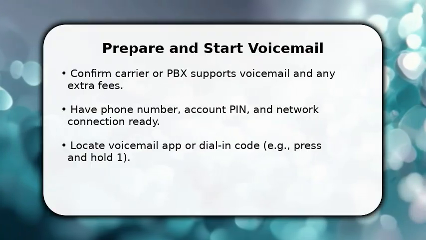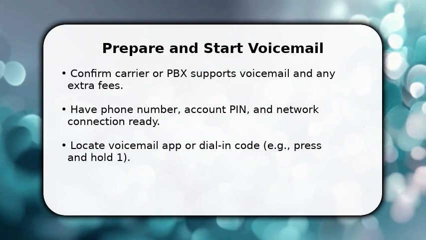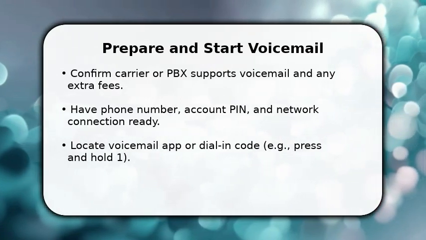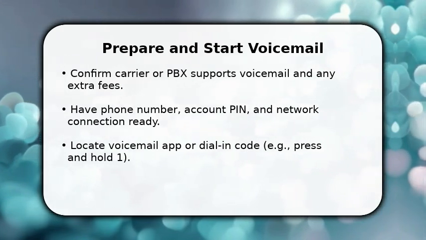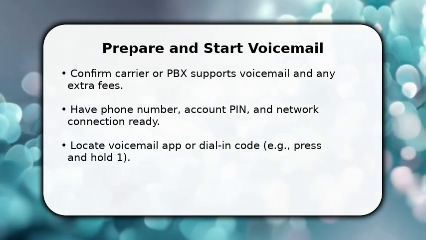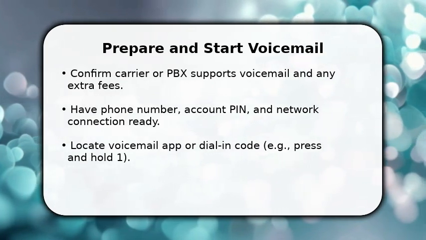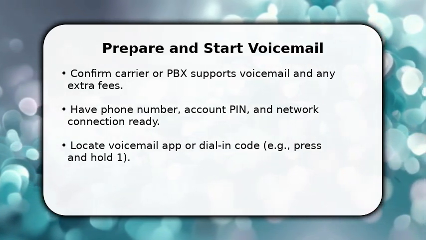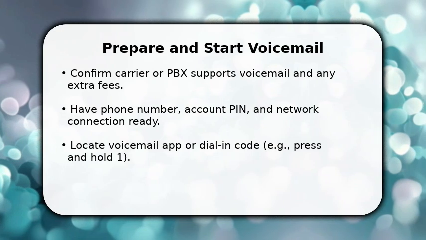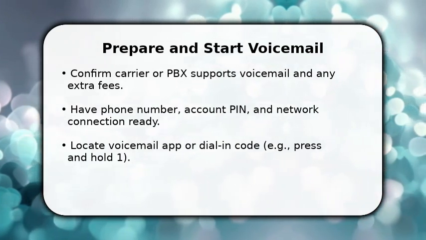You begin by confirming service and gathering essentials: phone number, account PIN, and a stable network. Once done, open the voicemail app or dial the provider code. This is the gateway to setup. You need access to account settings because the system will ask for a new PIN and greeting. Make sure to note any carrier prompts, since they guide which options you configure first.